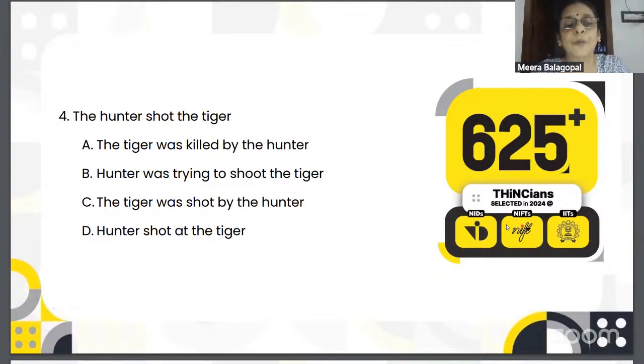Don't change the verb into killed. Okay. So the verb should be the same thing but in a different form. The tiger is singular. Past tense, was, participle of shoot is shot. So the tiger was shot by the hunter.